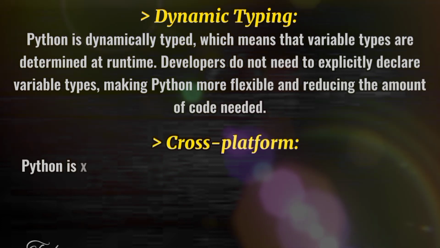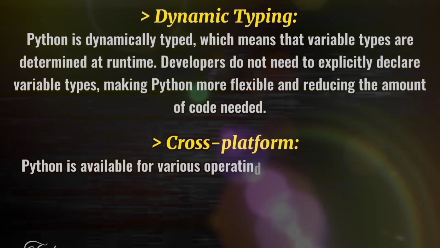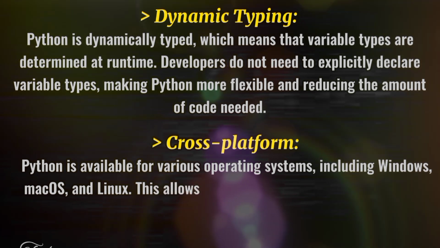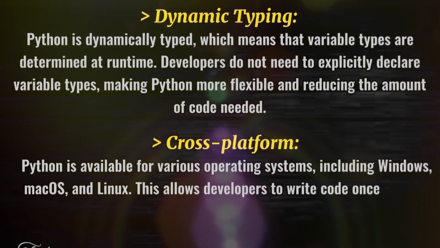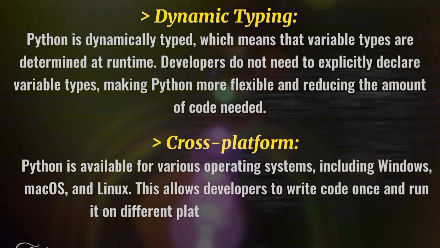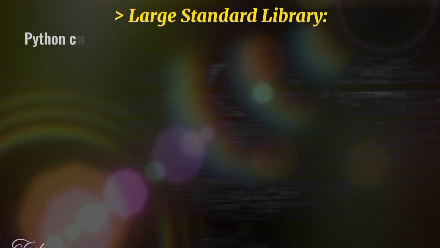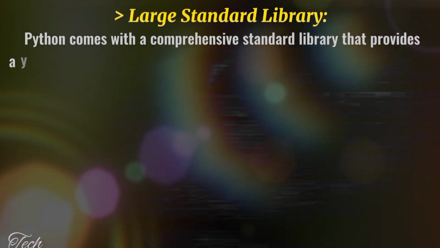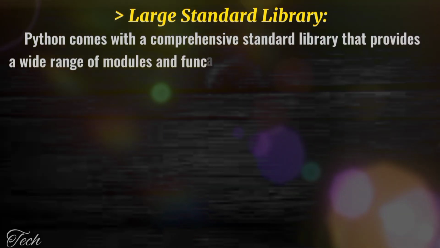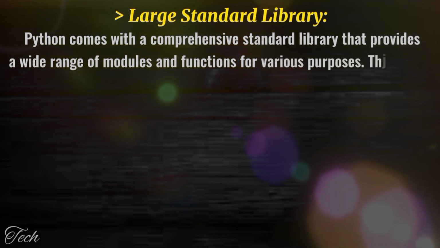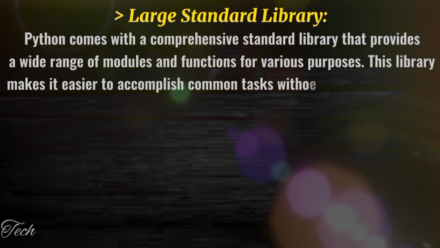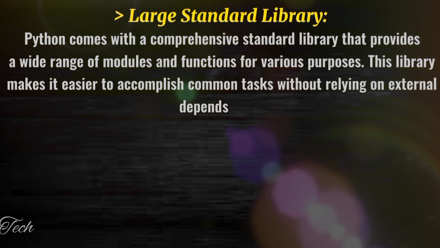Cross-platform. Python is available for various operating systems, including Windows, macOS, and Linux. This allows developers to write code once and run it on different platforms without modification. Large standard library. Python comes with a comprehensive standard library that provides a wide range of modules and functions for various purposes. This library makes it easier to accomplish common tasks without relying on external dependencies.